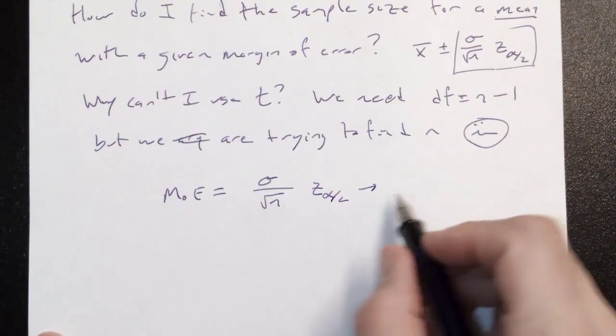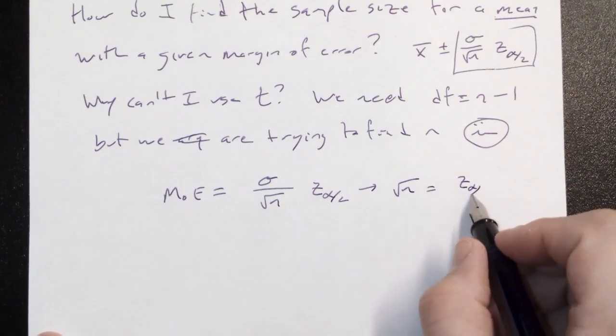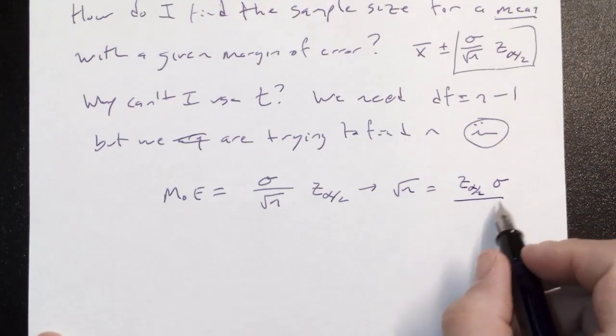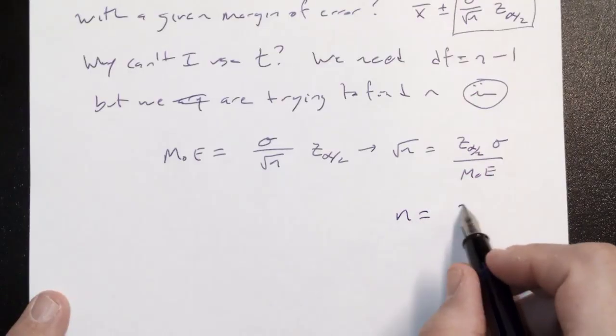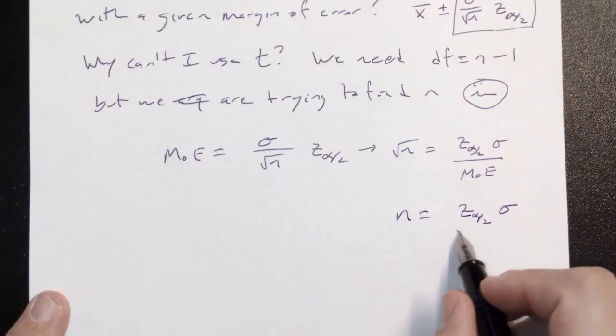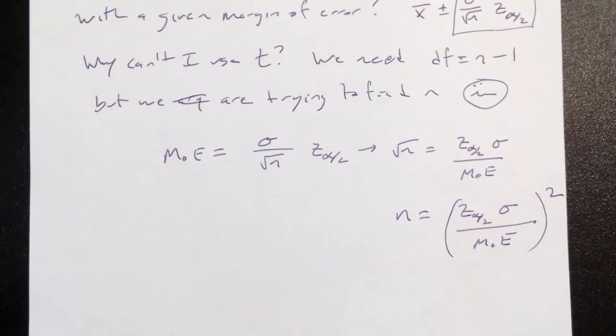Well, I'll just swap the places first. Root N is Z alpha over 2 times sigma over the margin of error. Then I got to get rid of the square root, so I square. This looks very similar to our previous one, except we had 0.5 and 1.96 fixed for us because we are given the maximum possible confidence interval size idea.